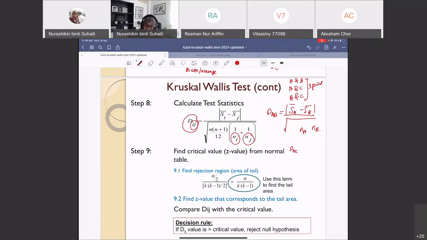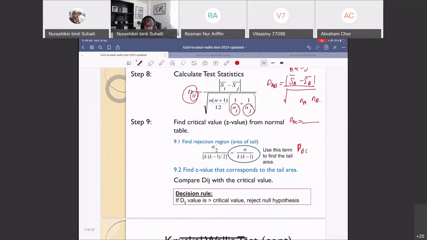With DAC, you have to find the value using the same formula, but now you have to refer to different S-bar values and the N_i or N_j values. Another value is DBC. So you should have three values of D, because there are three pairs. If you have more than three samples, you should match accordingly, so you should have more D values. That is D_ij. Don't worry about ij; it refers to the samples that you are comparing.